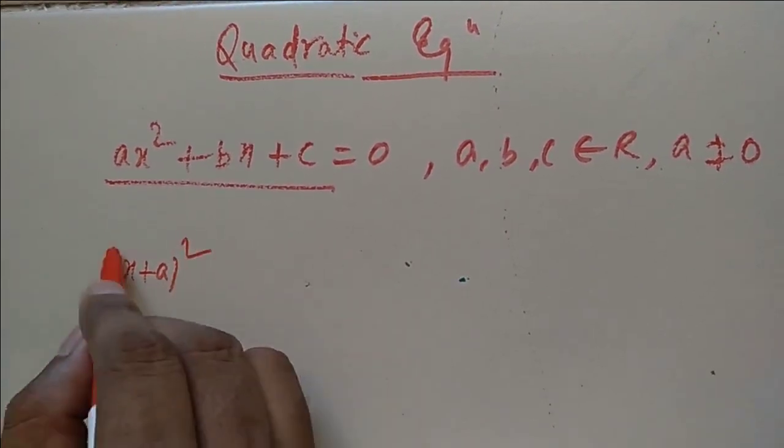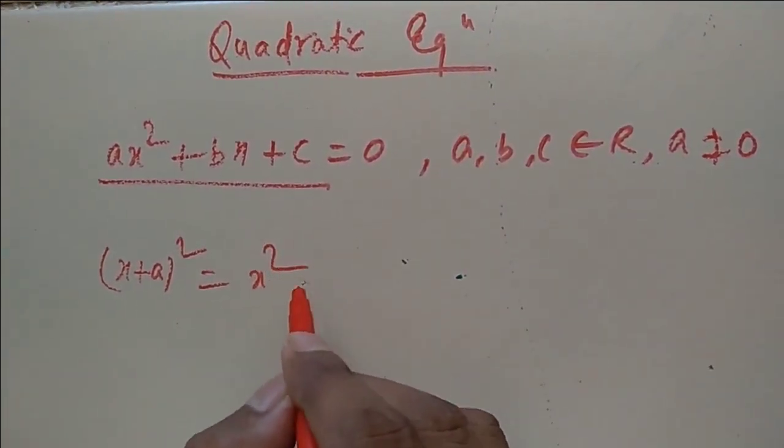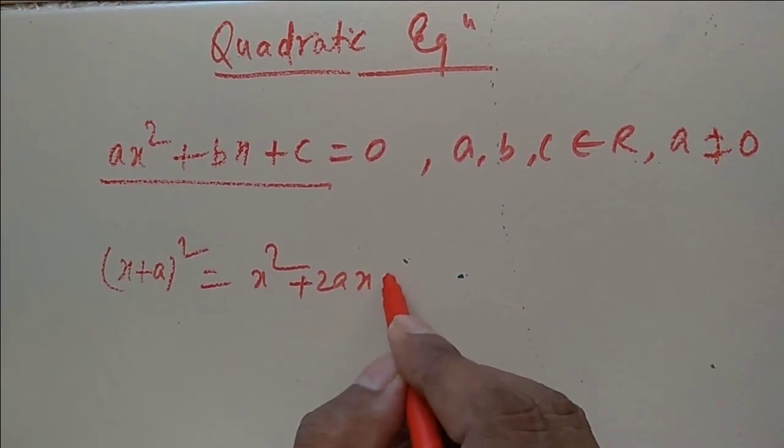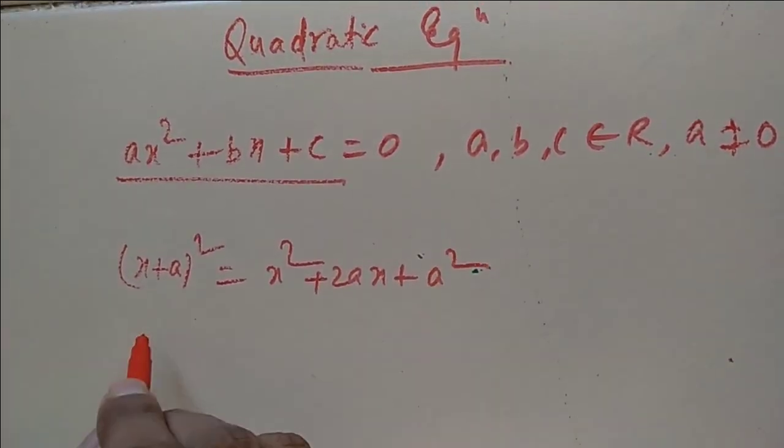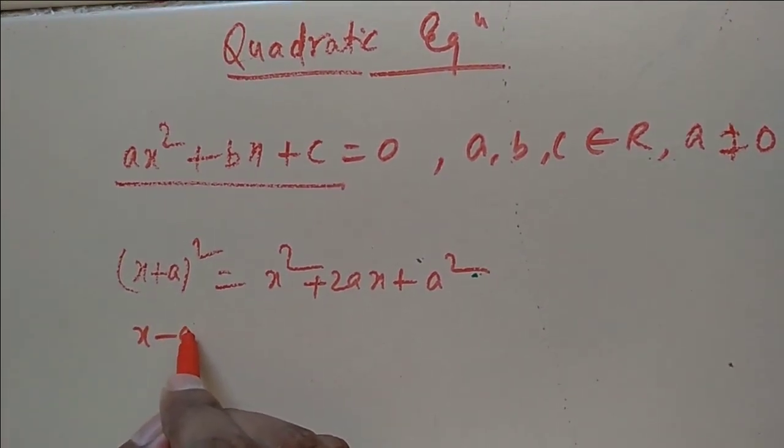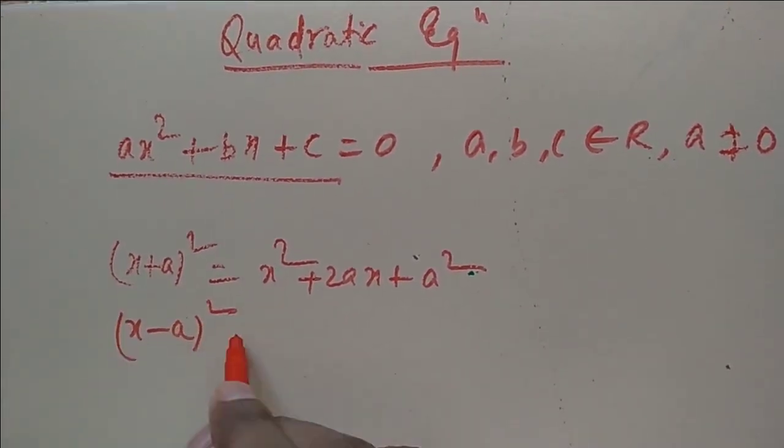They are a very beautiful mathematical construct. So here I say x plus a whole square. What I'm trying to say is that this is a trinomial, and this is the standard x plus a whole square.